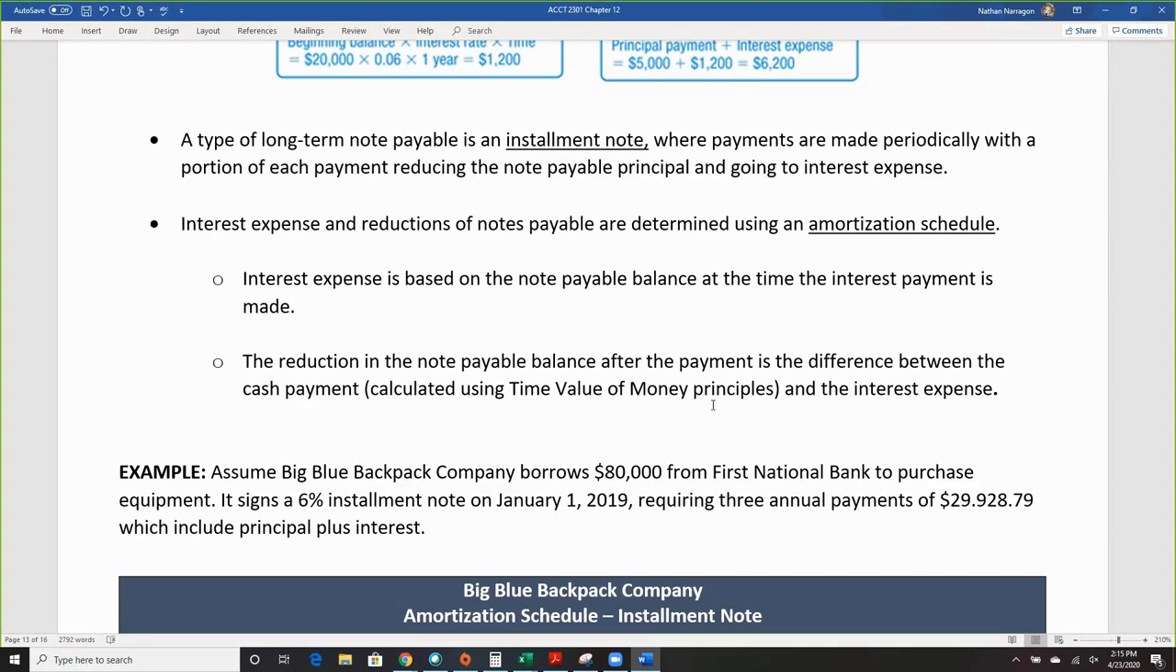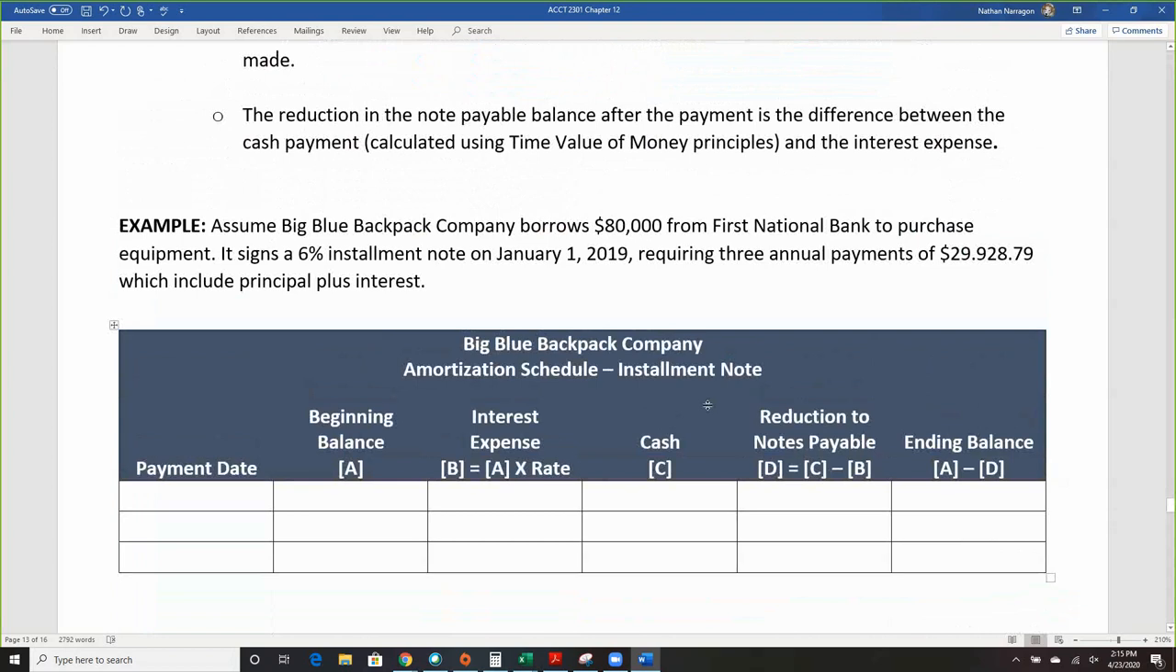So, we're going to do a simple amortization schedule. Again, something that you could do in Excel if you know the formulas. We're going to take this note. Our Big Blue is going to borrow $80,000 from First National Bank to purchase some equipment. It's usually why we do an installment note in the first place. It's going to sign a 6% installment note on January 1st, 2019, requiring 3 annual payments of $29,928.79, which of course includes principal and interest.